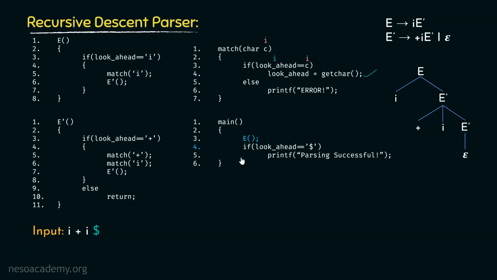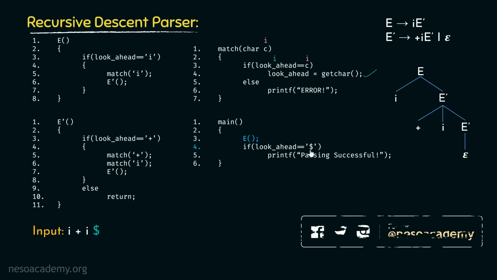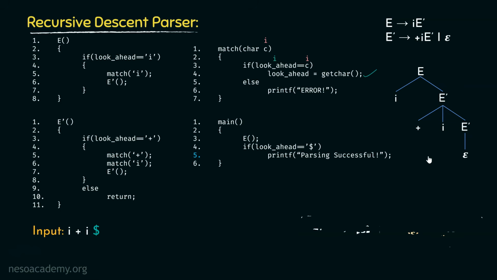Here we are encountering this particular if statement. As you can see, we are checking whether lookahead is the dollar symbol or not. In this particular case, it is the dollar symbol. So we will move towards line number 5 and print that the parsing is successful, which is evident from the parse tree itself. Observe the yield. It is I plus I epsilon, which is nothing but the input stream.